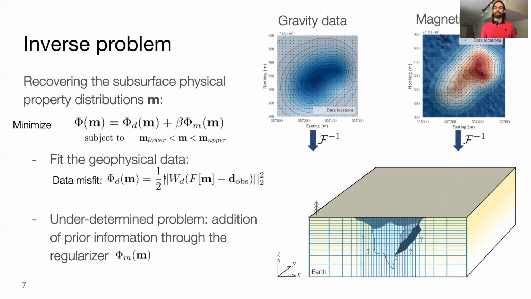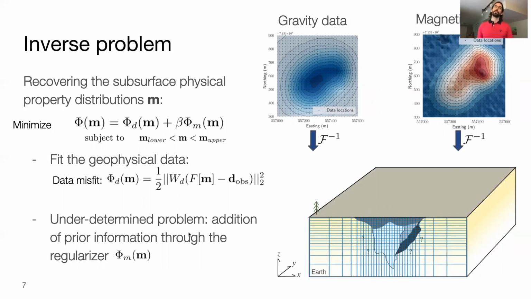One is the data misfit. We want the physical property distribution we recover in the image to reproduce the data we have. That's what this measures. But it's also a highly non-unique problem. We might have, in this example, 1,000 data points in each data set, while we might have close to 1 million pixels in the image.